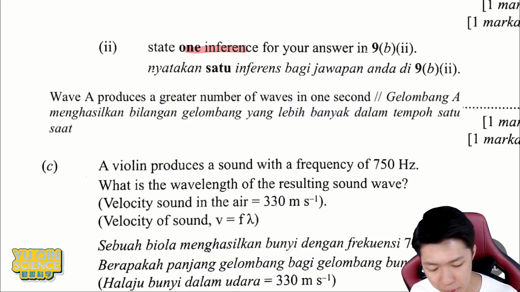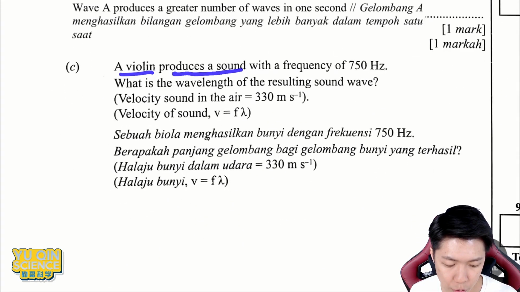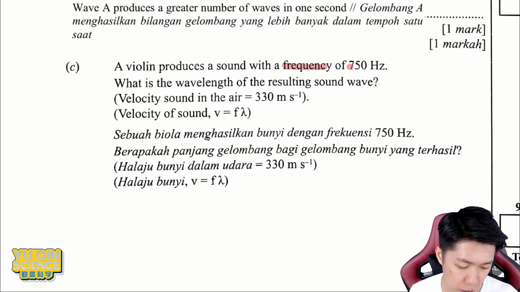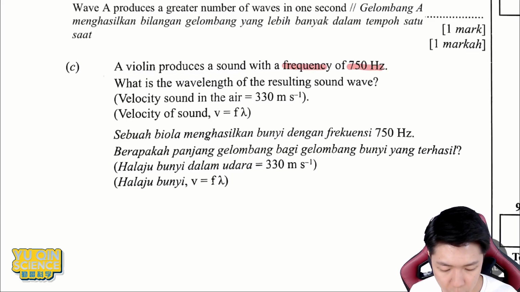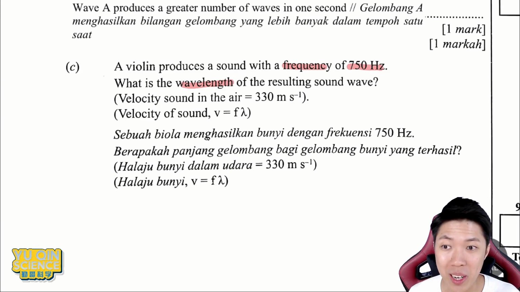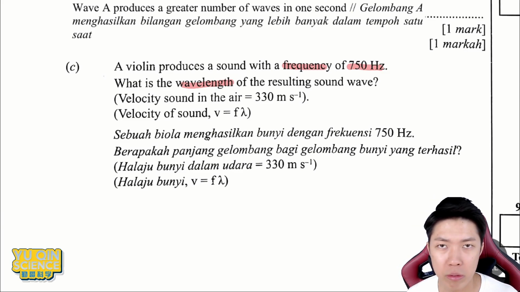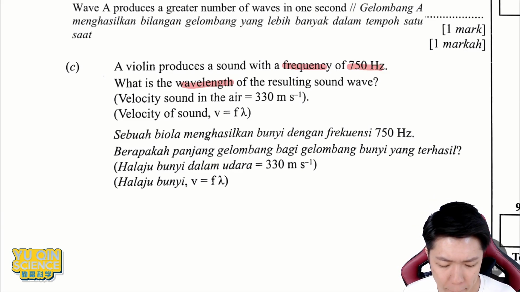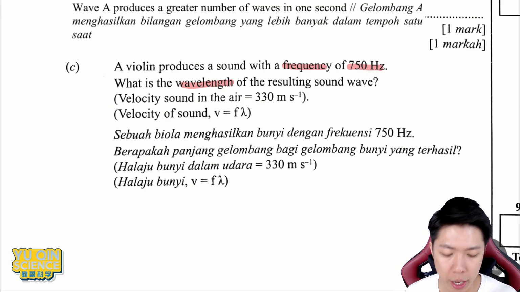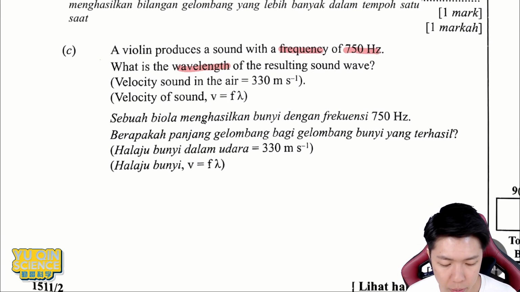Okay, alright, next one. A violin produces a sound frequency of 750. What is the wavelength of the resulting wave? Oh, calculation, ladies and gentlemen. I think these have not come out for forever. I mean, in subjective, objective might have. Anyway, good news, everybody, your formula is given.